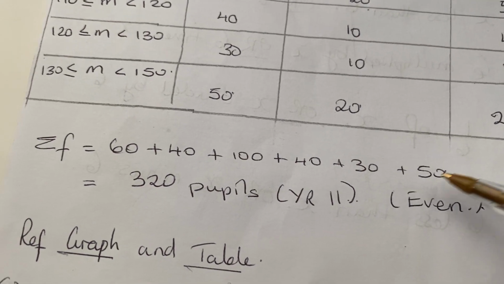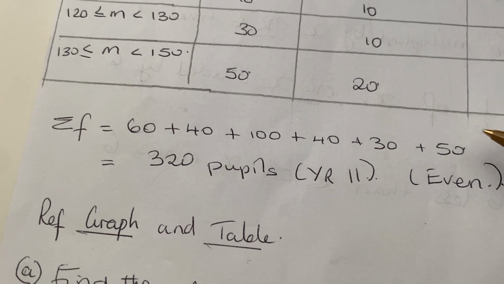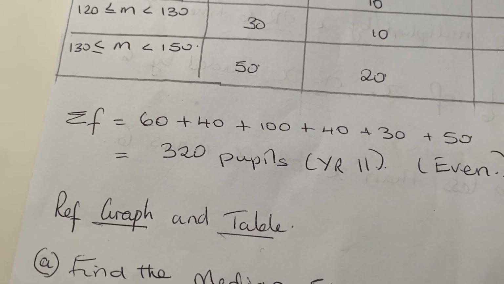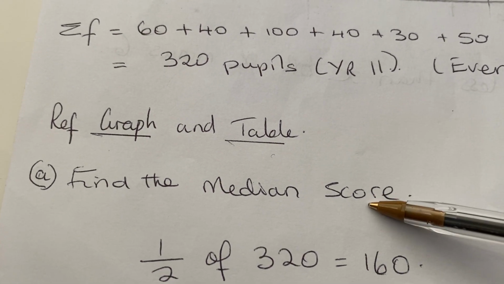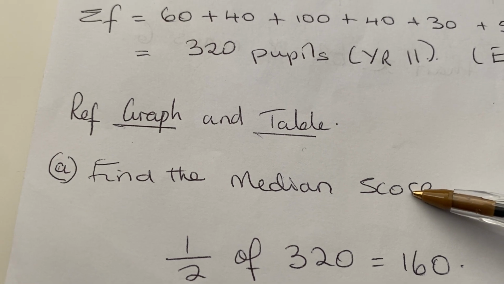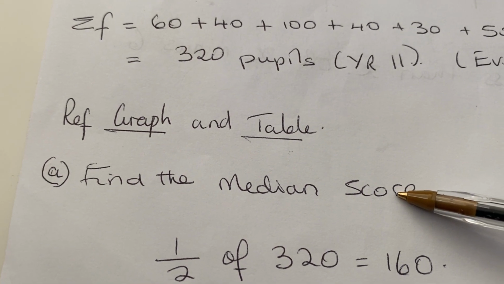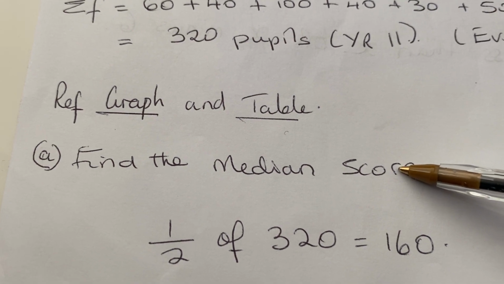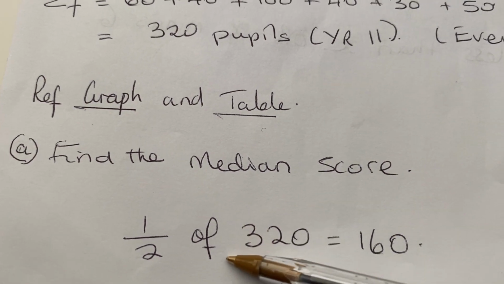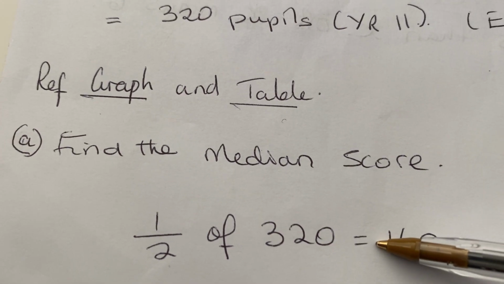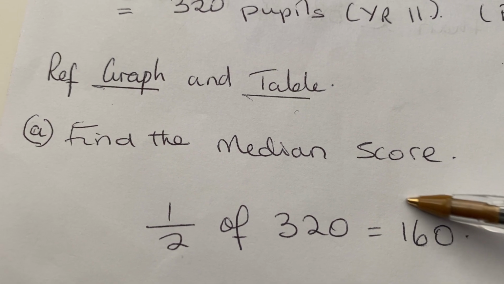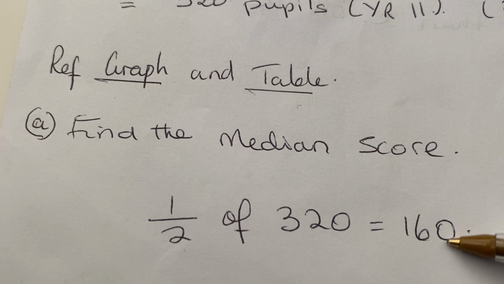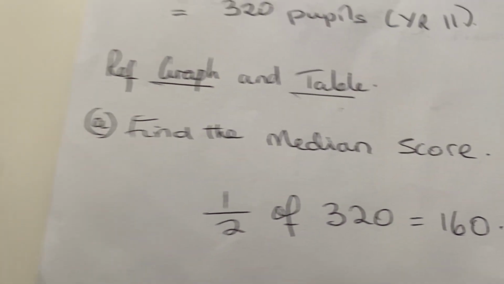This is even, not odd, like the odd sample space we saw last time. And then they went on to say, find the median score. So the median score will be half of the 320 pupils. It will fall in that range. So half of 320 is 160. So now let's see how we get on with that.